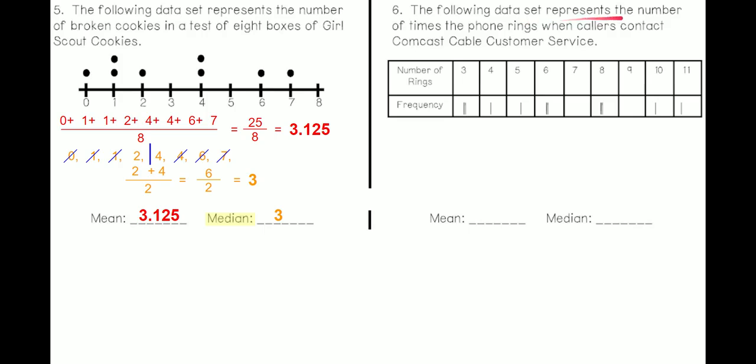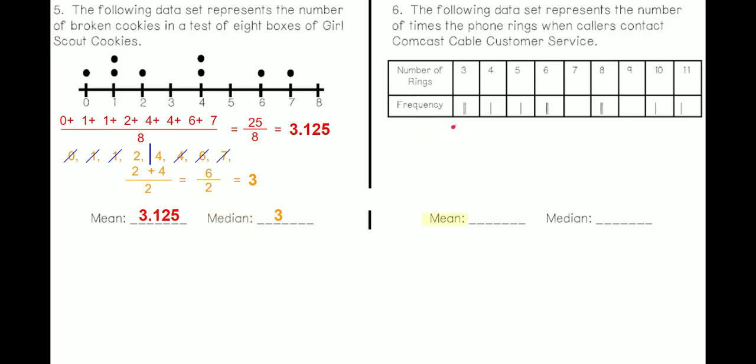The following data set represents the number of times the phone rings when callers contact Comcast cable customer service. So, for example, the number of times that the phone rings 3 times before a customer picks up, like 2 customers picked up by the time it rang 3 times. 1 customer picked up the phone after 4 rings, and 1 customer picked up the phone after 5 rings, 2 after 6 rings, so on. So how do we write this down?